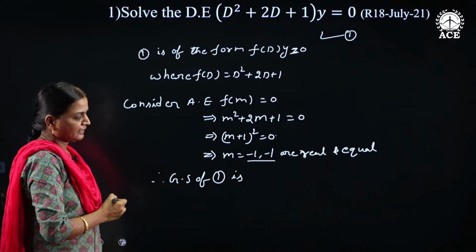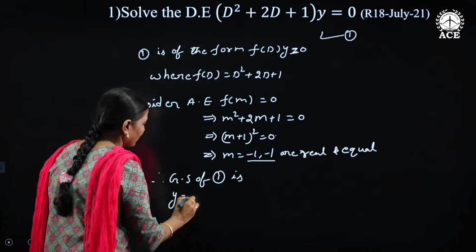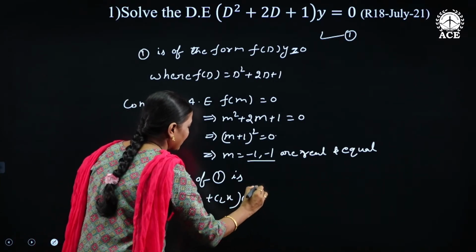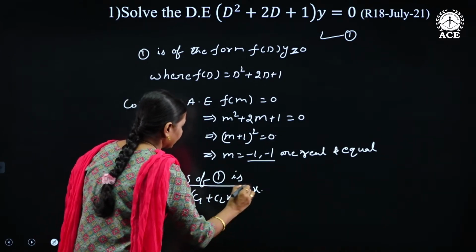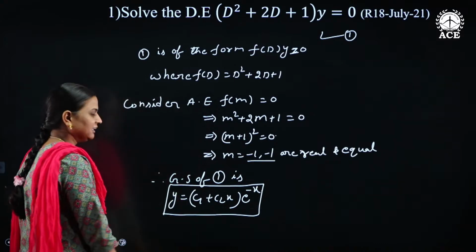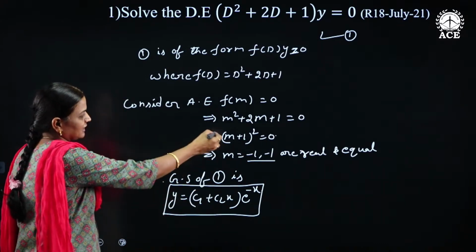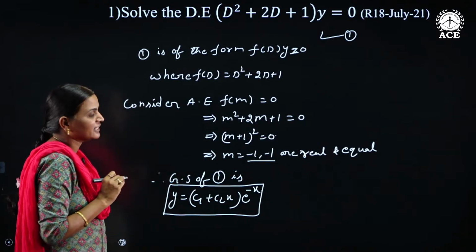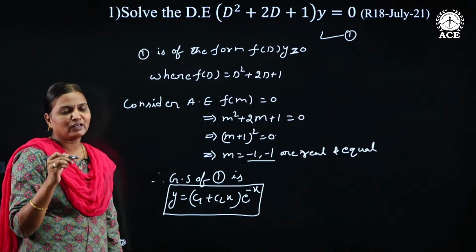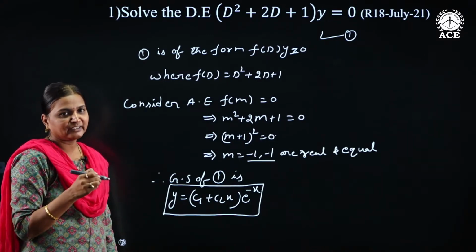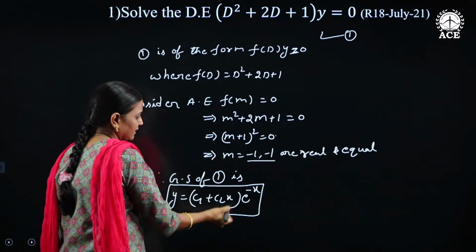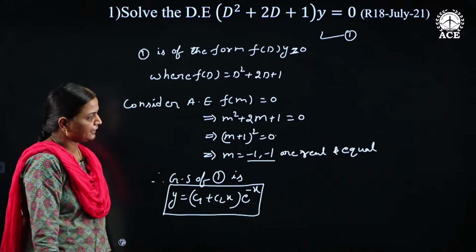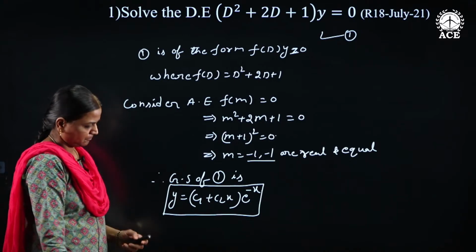Since the roots are real and equal, follow the second case. So what is the general solution? y is equal to (C1 plus C2x) into e to the power minus x. This is the required general solution of the given differential equation. This is the short answer question. To write the general solution of a homogeneous differential equation, first write the standard form, consider the auxiliary equation, find the roots, and using the nature of the roots, write its general solution. So this is the general solution: y is equal to (C1 plus C2x) into e to the power minus x.